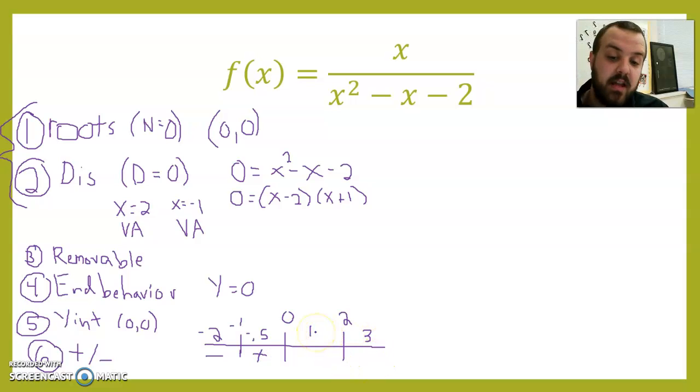And then the same thing over here, we'll plug in 1, so we'll do 1 divided by 1 squared minus 1 minus 2. That one will get a negative value, so we'll put a minus here. And then 3, we plug that in, 3 over 3 squared minus 3 minus 2. For that, we'll get a positive answer, and we'll put that here. Again, I don't really care what the number is, I just care if it's negative or positive, all right?